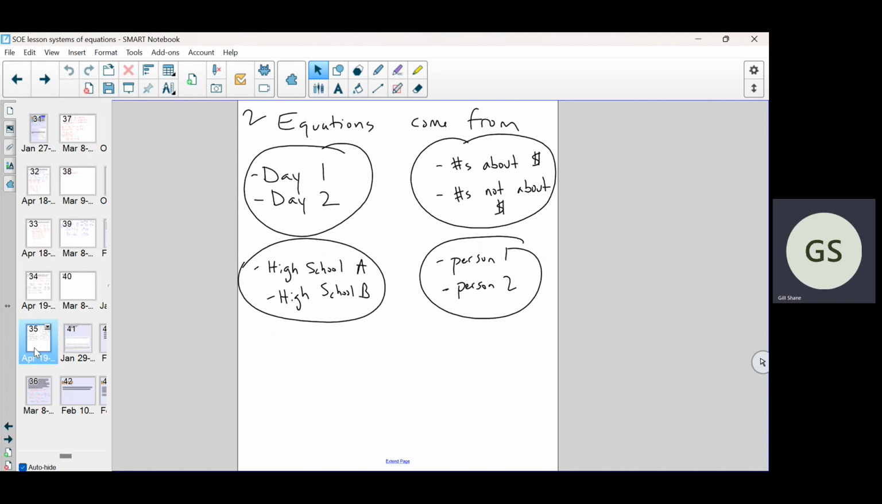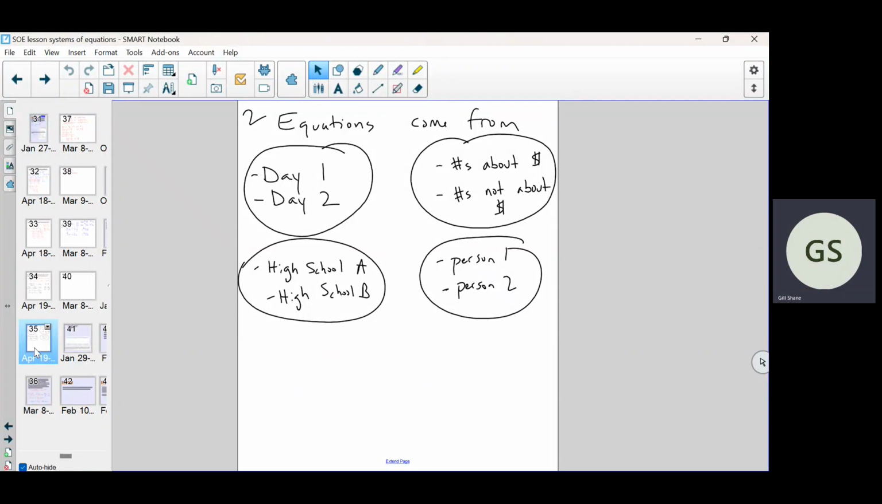That was the airheads and honey buns problem. Some of the numbers were about how much money he spent. Some of the numbers were just about how many things he bought. So that was one thing that we said. High school A, high school B. That was another one. So high school A had its own equation, high school B had its own equation. That's pretty similar to this.